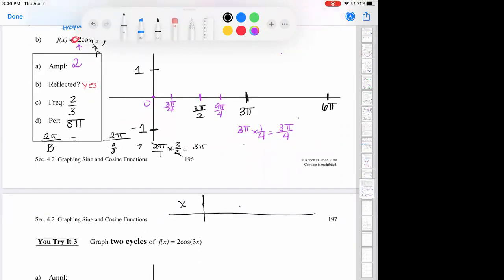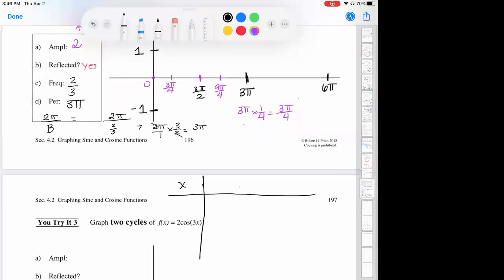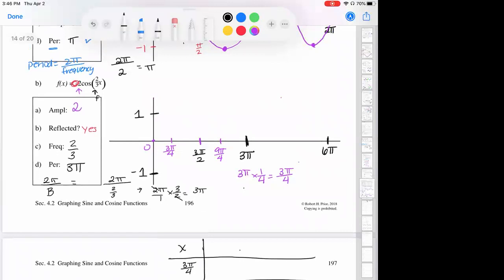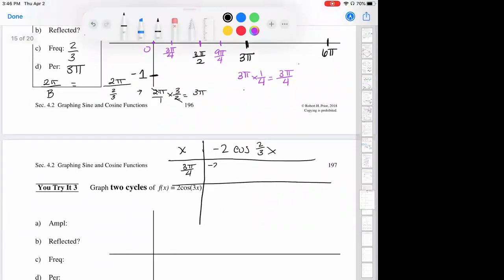I have my x values. I'm going to plug in 3 pi over 4 into my graph, which is negative 2 cosine of 2 over 3x. So I have negative 2 times cosine of 2 over 3 times x, which is 3 pi over 4. These simplify. I have a 2 and a 1. These are gone. So I'm left with negative 2 cosine of pi over 2. Cosine at pi over 2 is 0. So I have 2 times 0, we get 0. So I have the point 3 pi over 4 and 0.